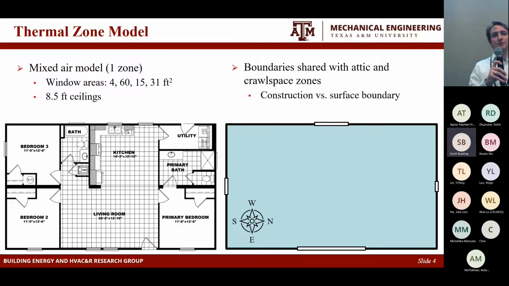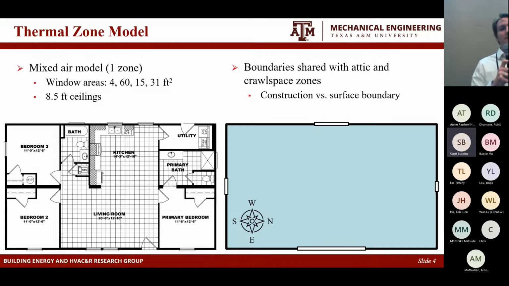So when we move into the thermal zone modeling, what we do is we are using the Modelica Buildings Library mixed air model, and we use 1 zone currently to model the entire building. And then the windows on the north side is going to be 4 square feet. On the east side, 60 square feet of window area, 15 square feet in the south, and 31 square feet on the west side. And the thermal zone is about 8.5 feet high.